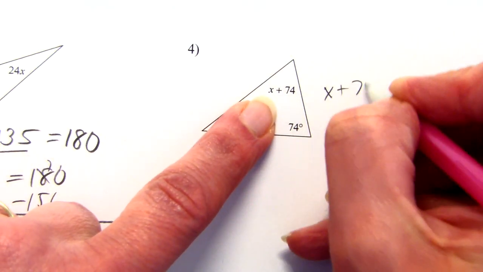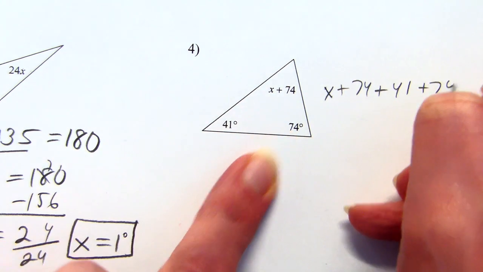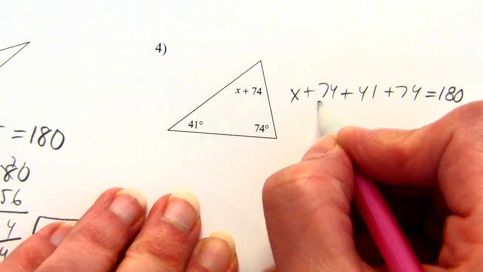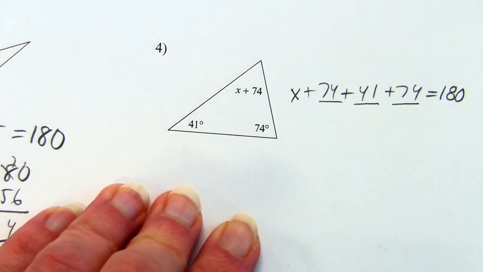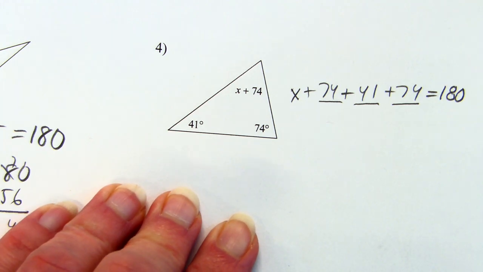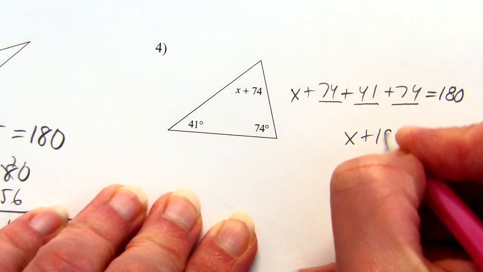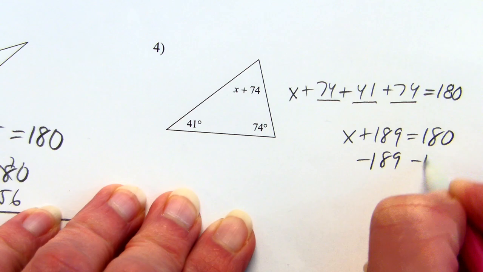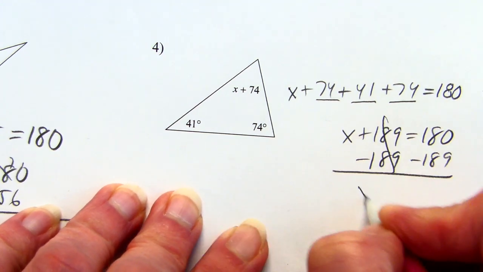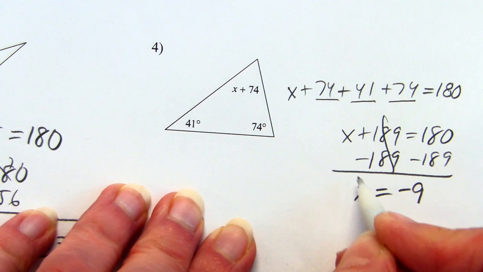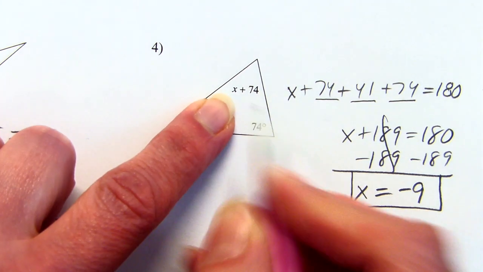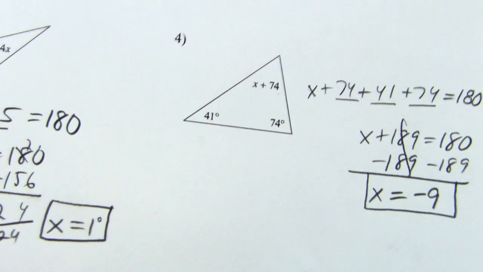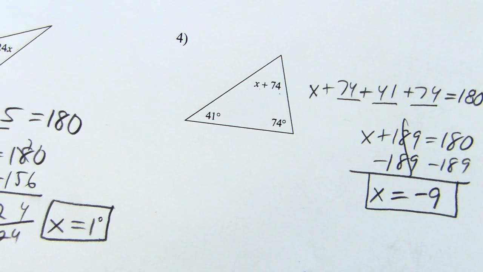So over here, we're going to have x plus 74 plus 41 plus another 74. And remember that those three angles always add up to 180. So I have three constants here to add together. Let me use my calculator to do that really quick. Okay, so I'm going to have x plus 189 equals 180. So to solve, I'll subtract 189 from both sides, and I will get x equals -9. So this doesn't mean that the angle's negative, because you would have to add it to the 74, which would come out positive degrees, but x, which is part of that angle, can be negative.